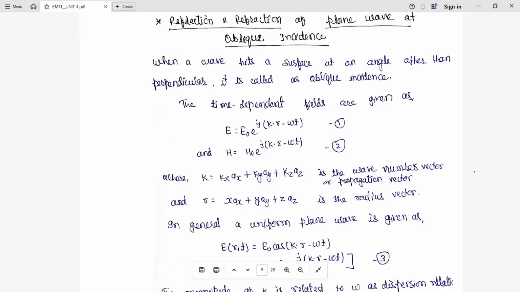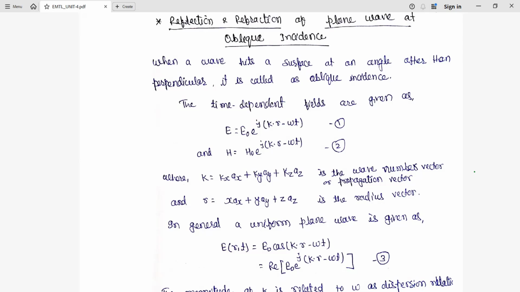Now we are going to discuss oblique incidence. What is oblique incidence? How is it different from normal incidence? And again, we'll see different situations of reflection and refraction. And later we'll see what is going to happen in the case of parallel polarization and perpendicular polarization.